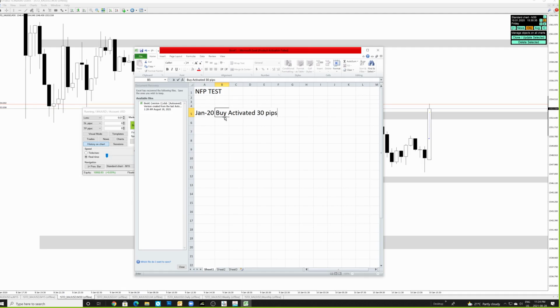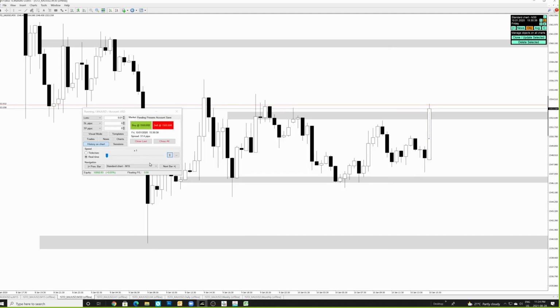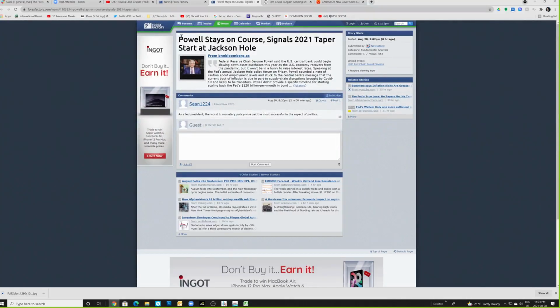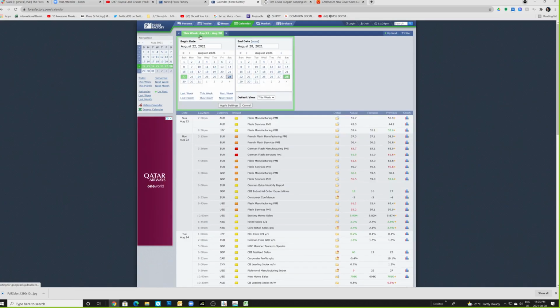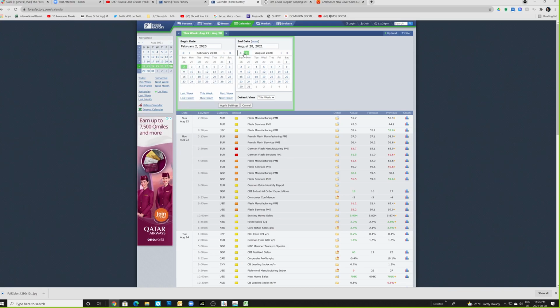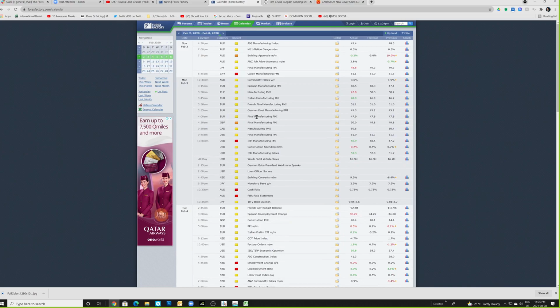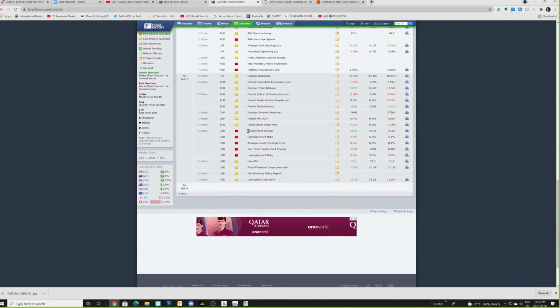30 pips. Awesome. Let's go towards February now. So first thing I want to see is February 2020. We're going to let it play in the background, and once we see when the NFP was in February, we're going to go back to that and see where price is actually moving. All right, supply settings, February, we got NFP. NFP is on the 7th of February.